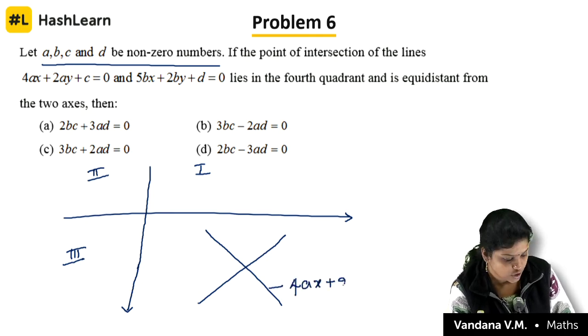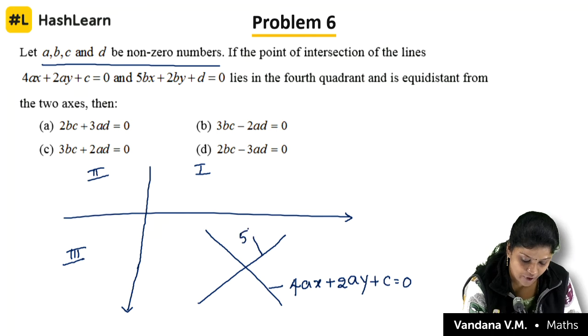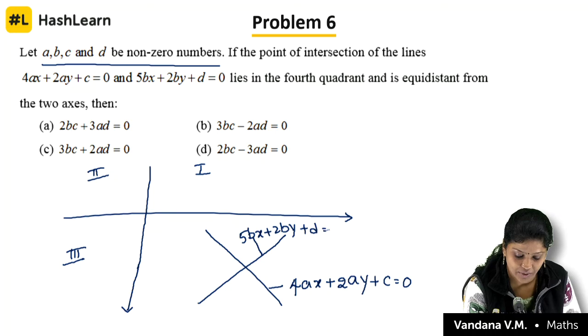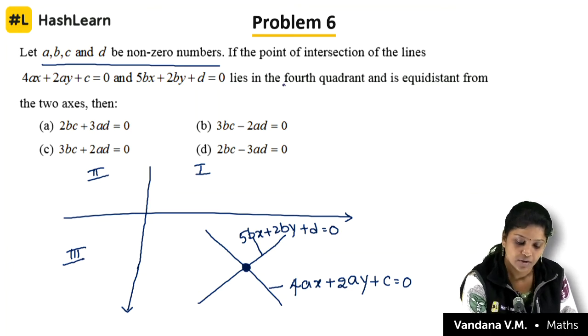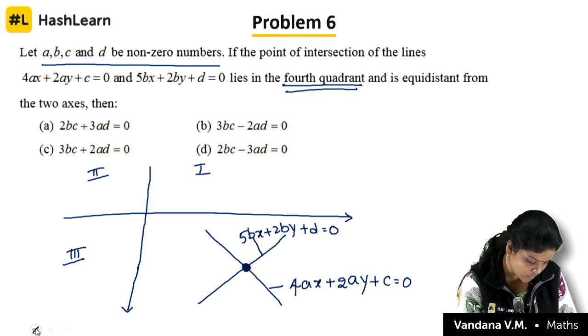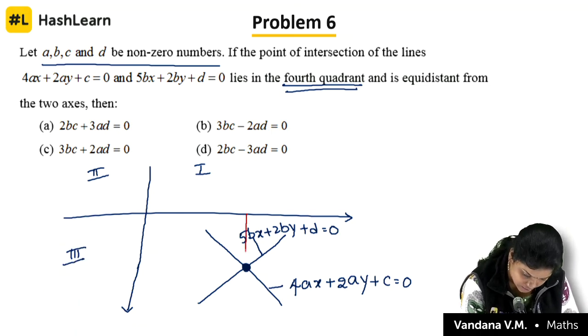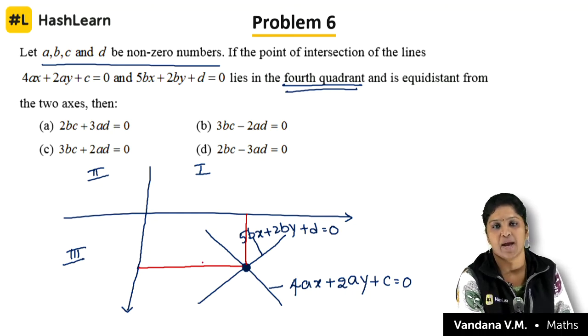4ax plus 2ay plus c is equal to 0. One line. The one more line is 5bx plus 2by plus d is equal to 0. Okay. Here the intersection point is lying on the fourth quadrant. They also said it is equidistant from the two axes. So the equal distance, here to here the distance from the x-axis, here to here the distance from the y-axis, it is same.